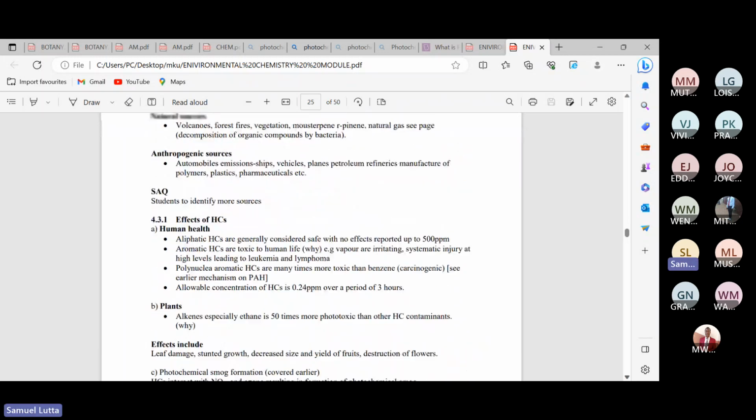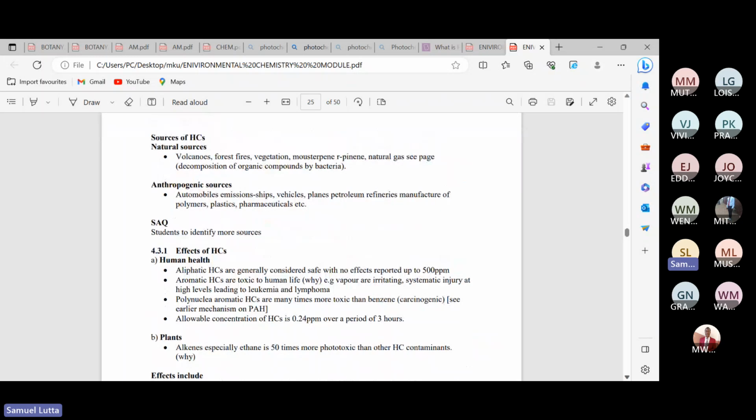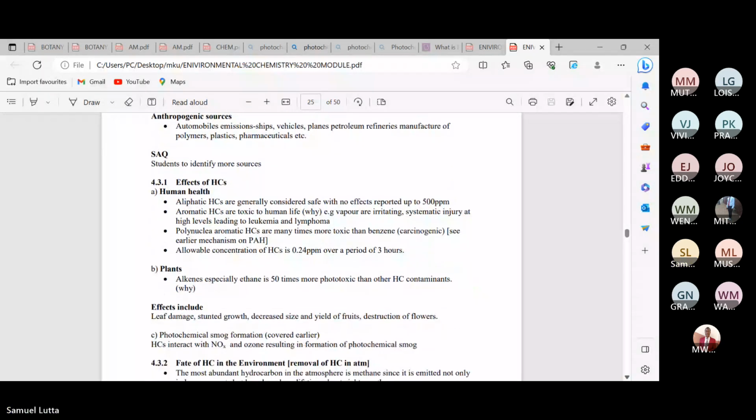So for the hydrocarbons, what are some of the effects of the hydrocarbons? The beauty about these hydrocarbons, the aliphatic ones, is that they are generally considered to be safe, in fact up to a concentration of about 500 ppm. The aromatic ones, the benzene ring, are the ones which are bad.